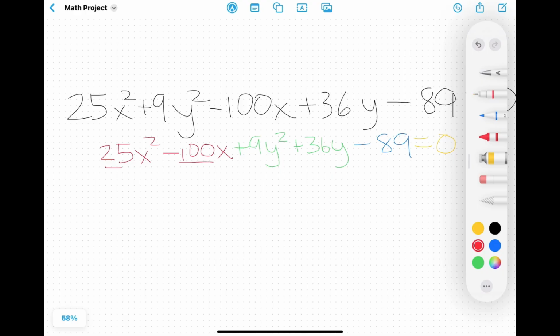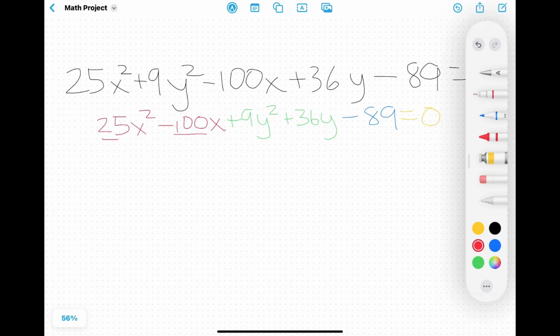For the x term, we can factor out 25. So it'll be 25 times x squared minus 4x. For the y term, we can factor out 9. So it'll be 9 times y squared plus 4y. Minus 89 equals 0.